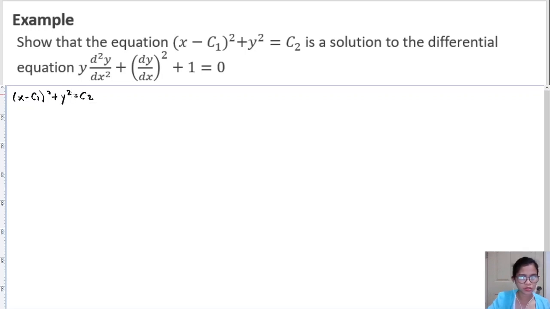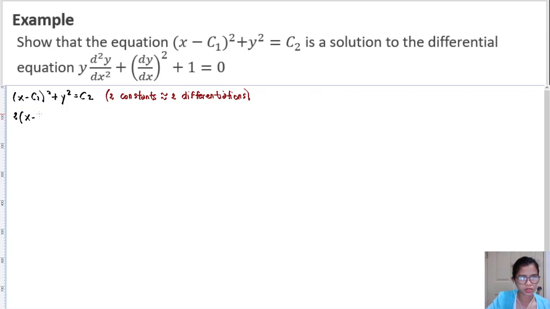We have here two constants, and like I said, two arbitrary constants would be equivalent to two differentiations. Okay, so let's start differentiating this one, the non-derivative equation.